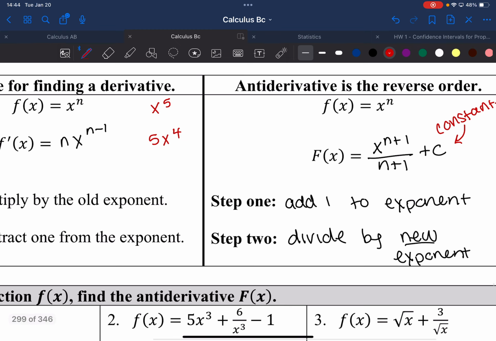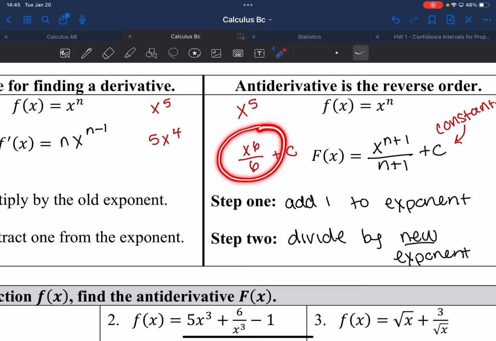So if I was to look at x to the 5th using that same example as the derivative, for the antiderivative, our first step would be add 1 to the exponent. So this becomes x to the 6, and then we divide by that new exponent, which is 6, and then we add plus c. So the antiderivative of x to the 5th is x to the 6 divided by 6 plus c. Because if I was to take the derivative of this, I would get x to the 5th, because they're the opposite of each other.